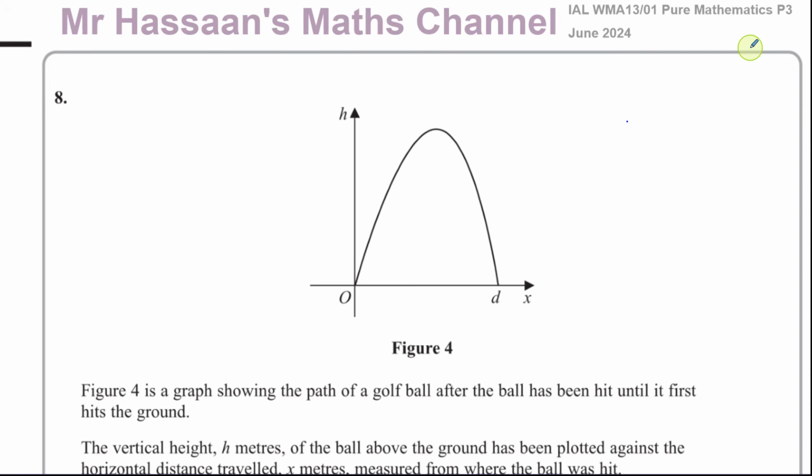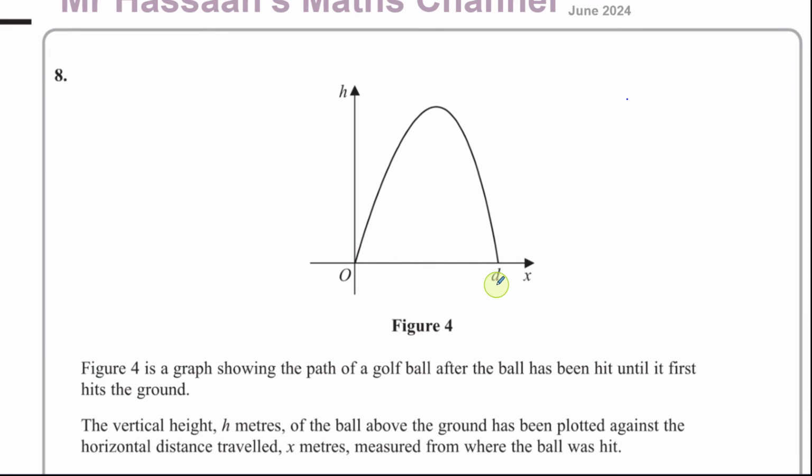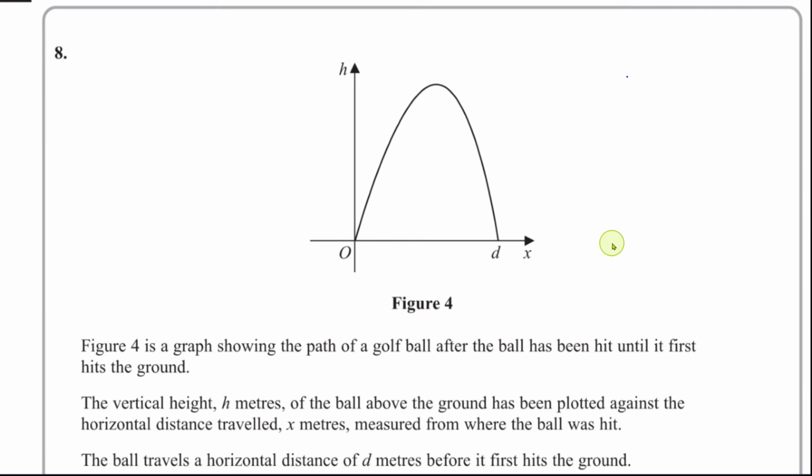Here we have a question where part A deals with this graph, which shows the path of a golf ball after the ball has been hit until it first hits the ground. It's been hit at this point over here, and this point shows where it hits the ground. The vertical height, h meters of the ball above the ground, has been plotted against the horizontal distance x meters measured from where the ball was hit. So this is the vertical displacement from the place where it was hit, and this is the horizontal displacement from the place where it was hit.